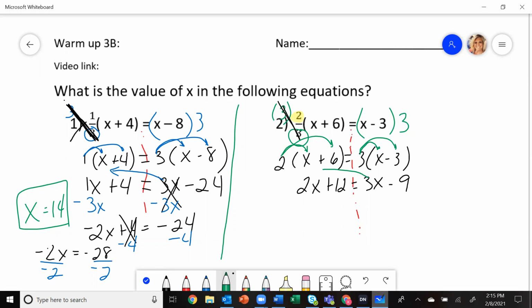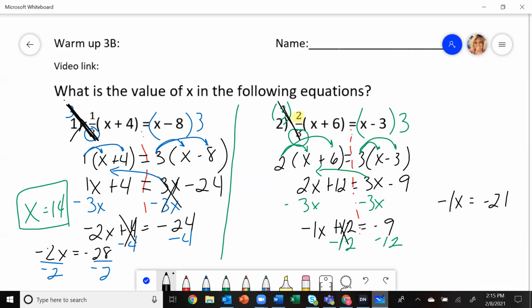Okay, from here, let's get our x's to the left. So I'm going to subtract 3x from each side. I get 2 minus 3 is negative 1x, plus 12 equals negative 9. From here, I'm going to subtract 12 from each side. I get negative 1x equals negative 21. Divide by negative 1, and you should have gotten x to be 21.